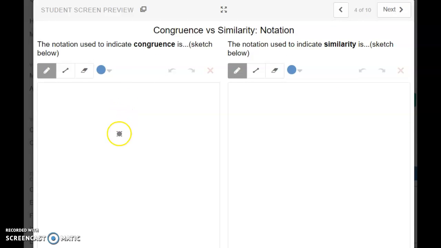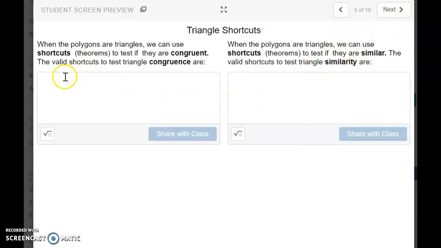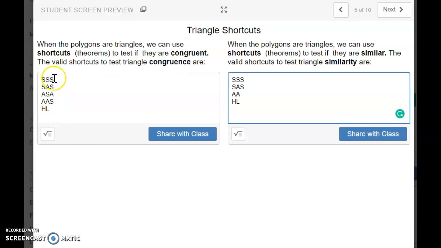Okay, the notation used to indicate congruence, the congruence would look like this. That's the notation, while a similarity would look like that. Triangle shortcuts. When the polygons are triangles, we can use shortcuts to test if they're congruent. The valid shortcuts to test triangle congruence are, for congruence, SSS, SAS, ASA, AAS, and HL. Notice that ASS is not a congruence shortcut.